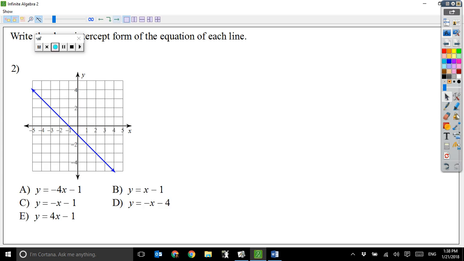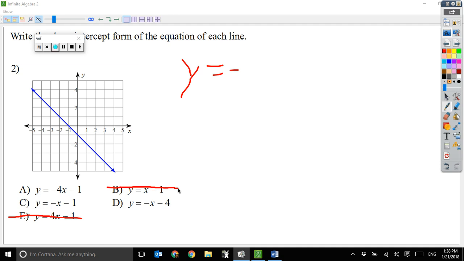For number 2, they already give me my line. So we know that we're going to have y equals a slope. I see that my line is going down, so I know my slope is going to be negative. Because I know my slope is negative, I can go ahead and cancel out E and B. Those are not negative slopes.